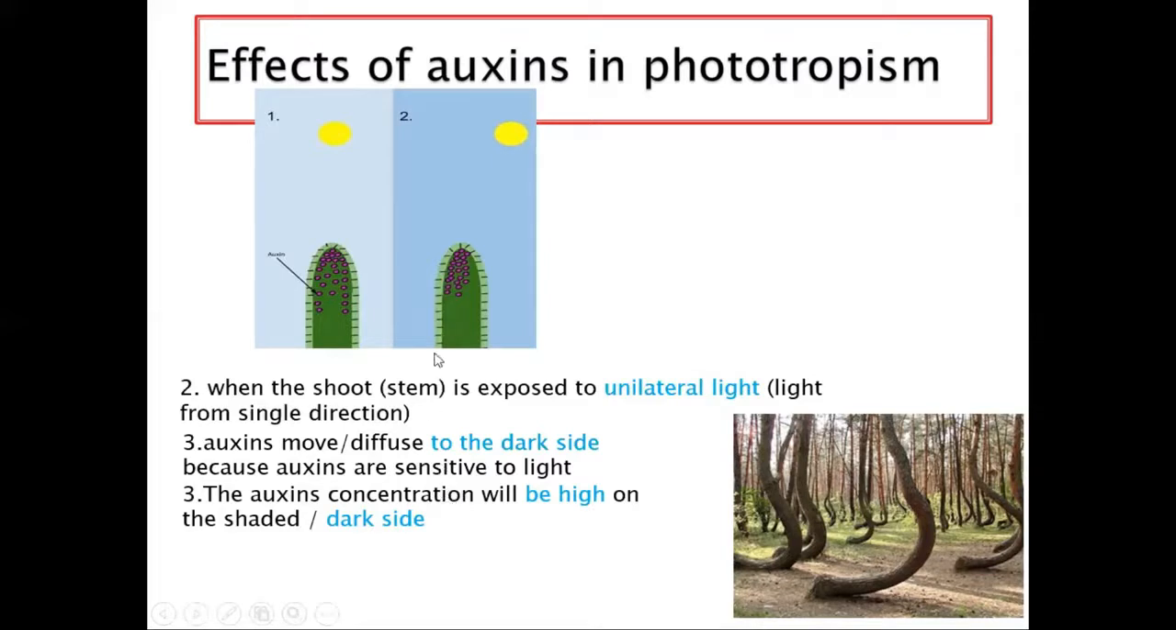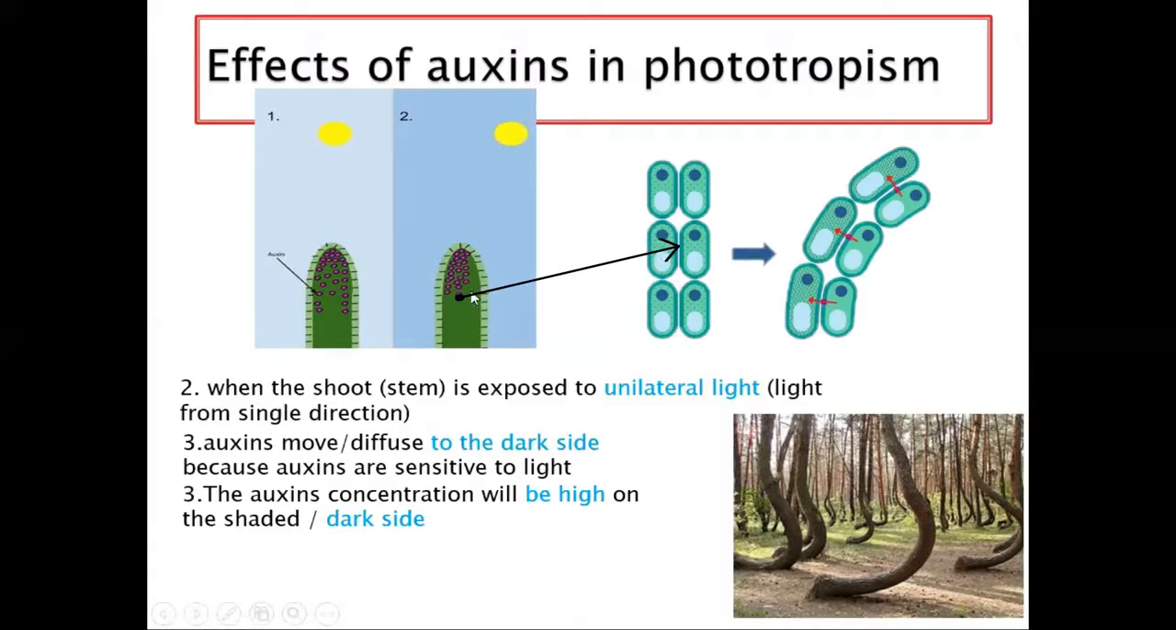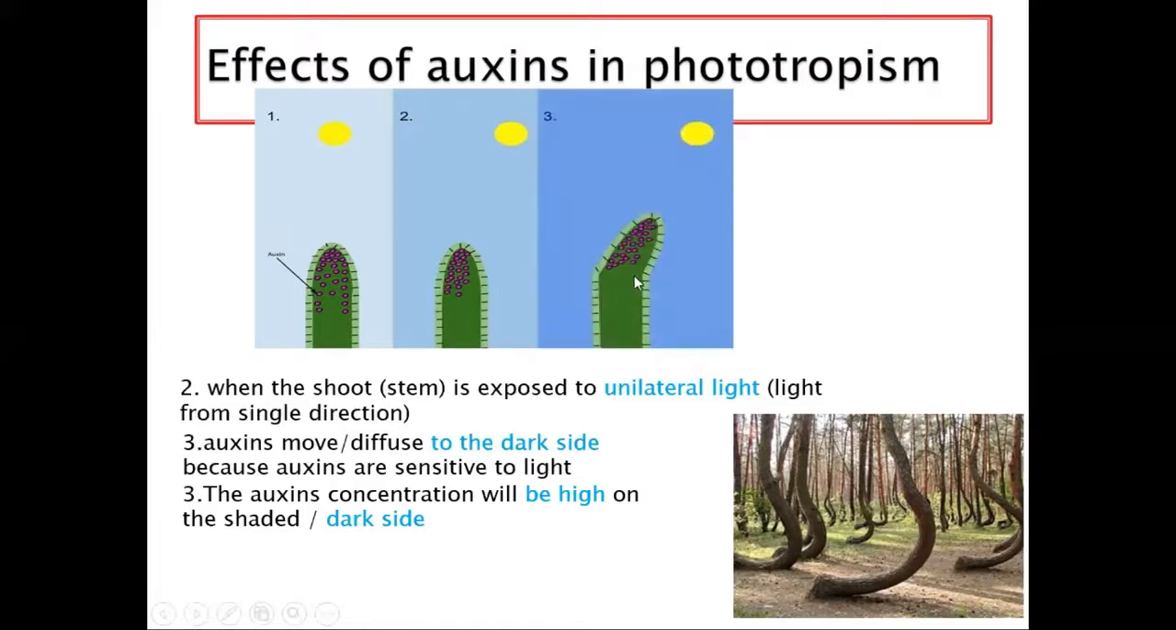They can allow growth to happen at a very fast rate. So what will happen? This side is going to start growing faster than this side. Why? Because here we have more auxins which allow growth to happen. Because this side is growing faster than this, it means that this side is supposed to be elongated more.